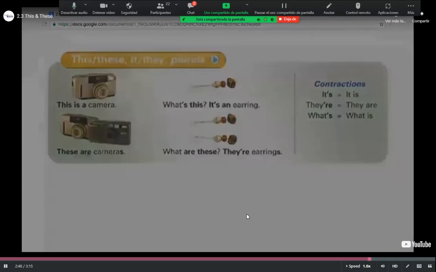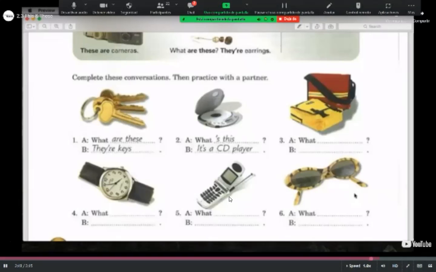Cameras or something, right? For our practice exercise, I would like for you to look at the image and practice making questions and answers. For example, what are these? They're keys. What's this? It's a CD player. You're going to do the same with numbers 3, 4.